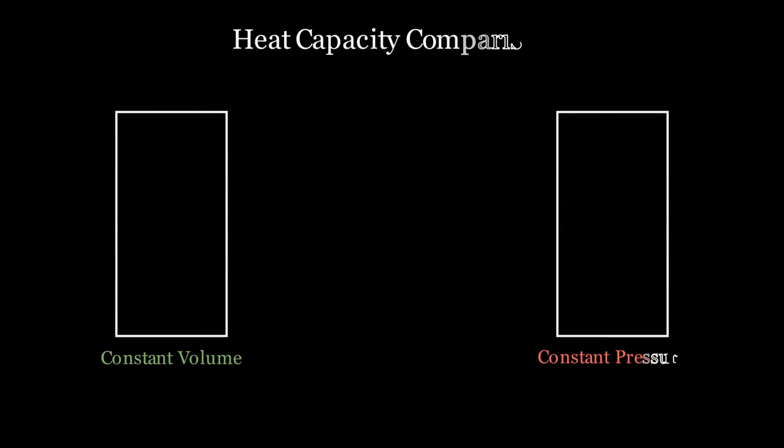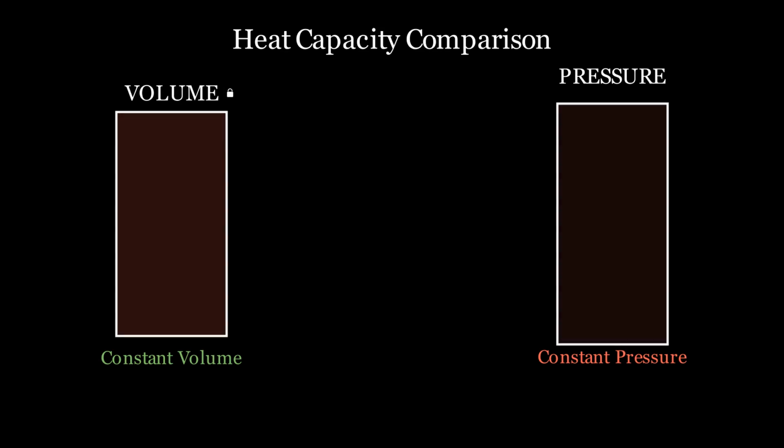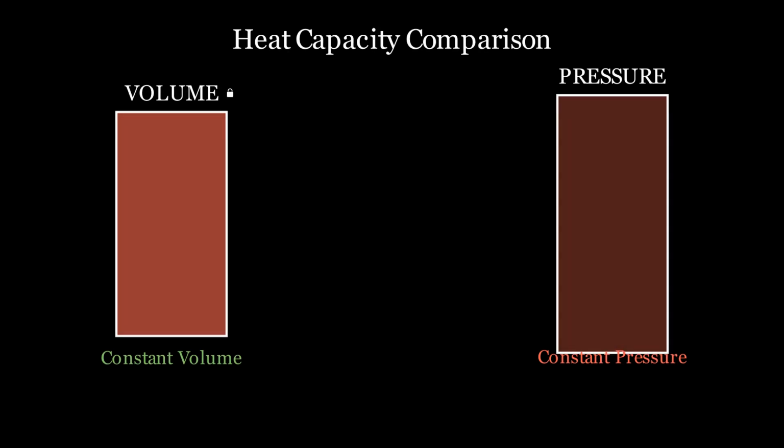Now that we've seen both processes individually, let's reset and compare them side by side. Let's examine both processes simultaneously to understand their key differences. On the left, we have the constant volume process, where all heat input goes into increasing the internal energy. On the right, we have the constant pressure process, where the heat input is split between internal energy and expansion work. As we add the same amount of heat to both systems, observe the differences.